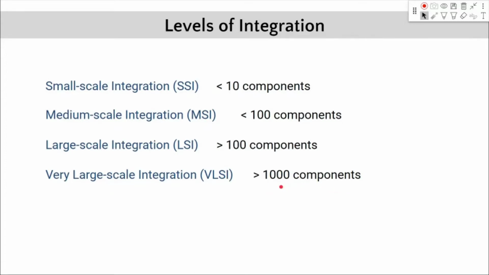Okay, so this is a very easy question. Can you give me an example of SSI, one such type of SSI family chips that you know already? 7400, right? Because these are all like quad NAND, quad NOR, right? There are less than 10 gates on one IC.